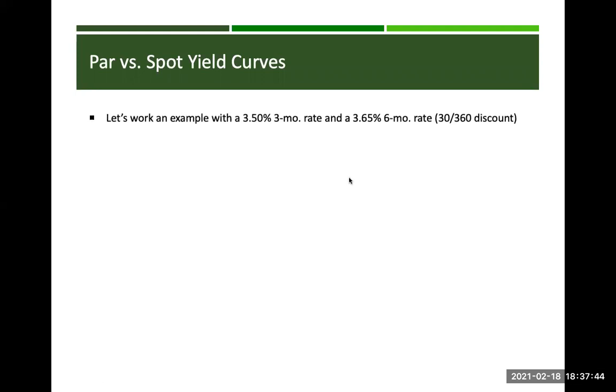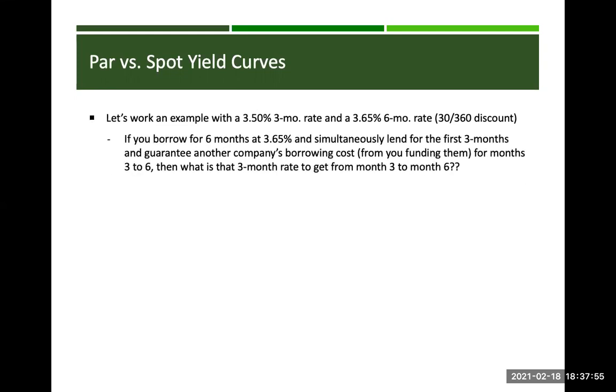So we're going to use an example where we're using banker's discount rate. It's important to know banker's discount rate. I will tell you, banker's discount rate or compound. So here we're going to do banker's discount rate. We have a 3.5% 3-month rate and a 3.65% 6-month rate, both 30/360, on a discount basis.